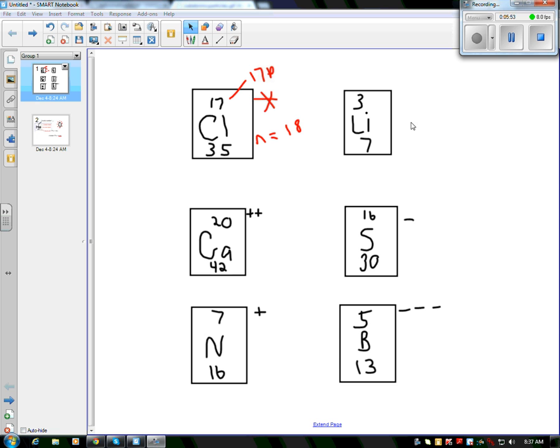Okay, so here's some more that I've just written out. We have lithium. It's element number 3. Howard, how many protons do we have? Correct. 3. I knew you'd get that correct. You're all that. You're the bomb.com.